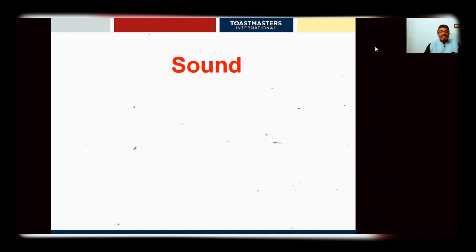Coming to sound, have contestants set up their technology in a space that reduces echo and background noise as much as possible. So go to a place where it is secluded, no noise, where the hall does not echo while you're speaking. That's what I'm trying to say here.